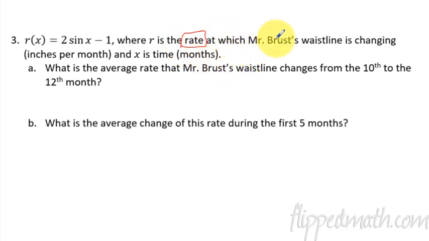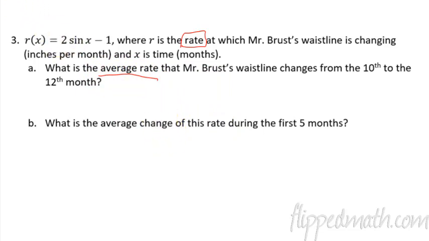Okay, and what is the rate at which Mr. Bruss' waistline is changing in inches per month? And x is time in months. Okay, so what is the average rate that Mr. Bruss' waistline changes from the 10th to the 12th month? So here's the problem. You see these phrases, average rate? This is where kids mess up.